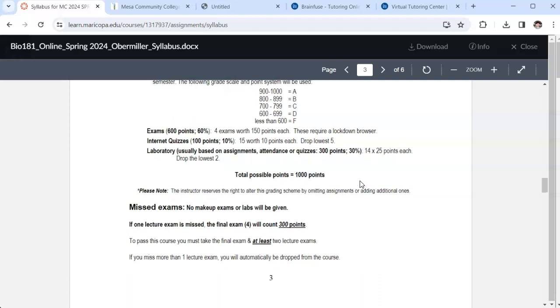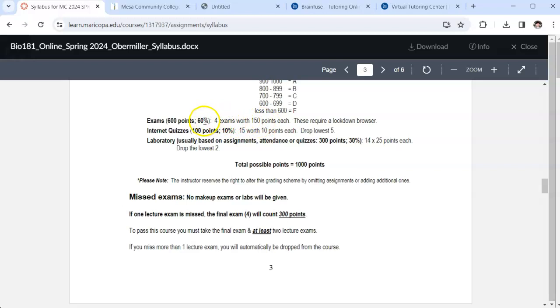So the whole class is four exams, 150 points each. That's 60% of your grade, or 600 points. The quizzes, there's 15 quizzes. They're worth 10 points each. I drop your lowest five. Remember, you can take those 3 times. So that's 10% of your grade.